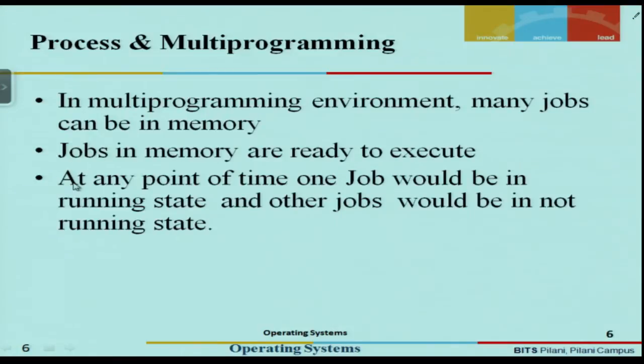So at any given point of time, we can very clearly see that a job could be in 2 states. There can be a set of jobs which are in memory and ready to execute, and there would be one job which would be running. So we can say that the jobs are going to be in 2 states: one in a running state, and the other, a set of jobs which will not be in the running state.